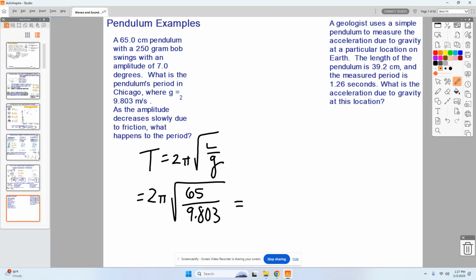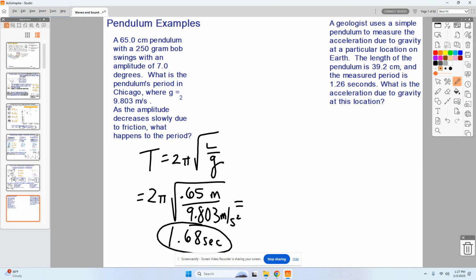What should that be? 0.65. Should be 0.65, because my value for G is in meters per second squared. So I have to make sure the units match. When I divide meters by meters per second squared, I get seconds squared. Take the square root of that, I get seconds. Okay. So what should be the period there? Shout it out when you have it. 1.68 seconds.